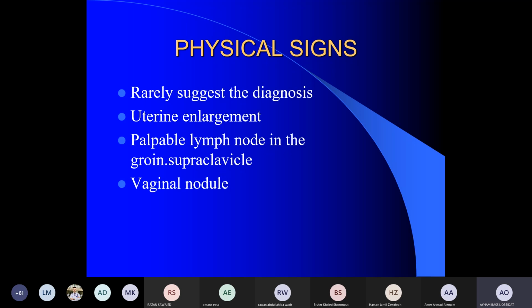And this is why, because most of our patients usually present in the early stages, their clinical physical signs are usually limited. Hardly will you have any signs. The uterus might be slightly enlarged. In advanced cases, you might see a vaginal nodule, or you might have palpable lymph nodes in the groins or in the supraclavicular region.